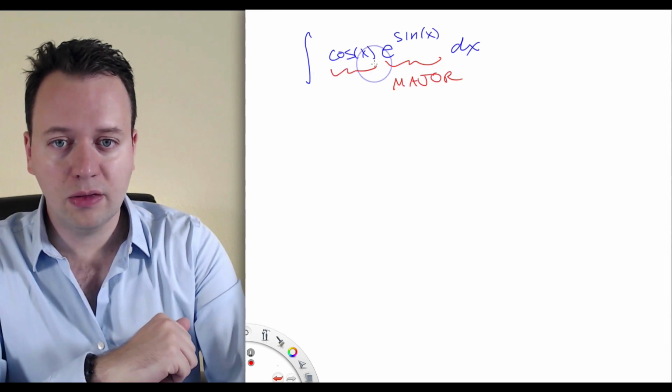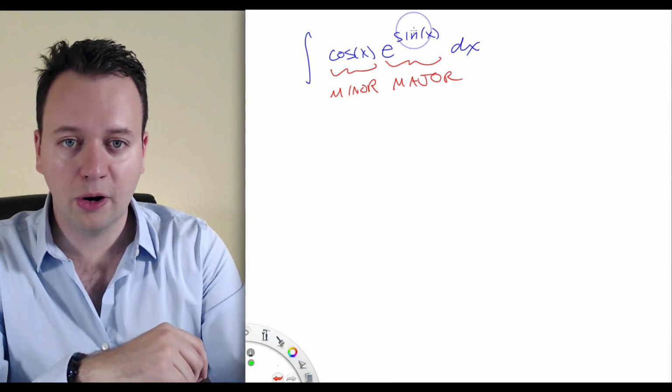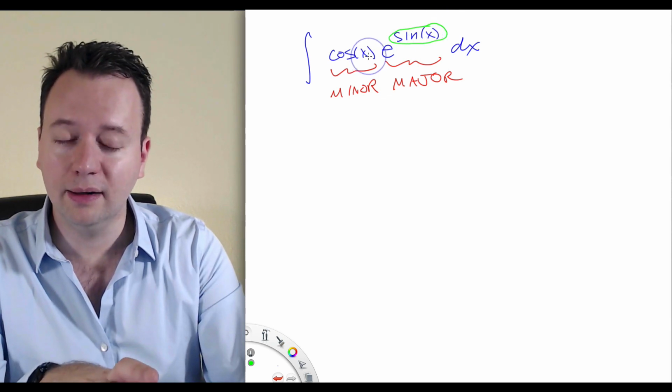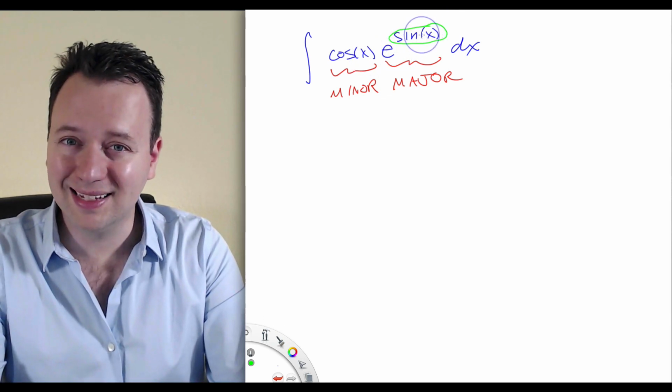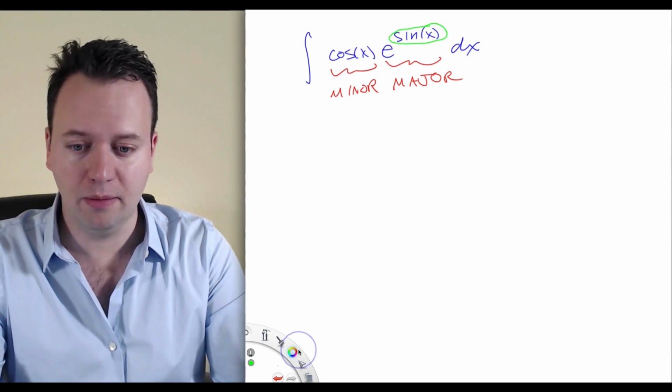And then the cosine of x, which is always essentially the derivative of the inside function. So the major part has an inside function, which is sine of x. The derivative of sine is cosine. Right? If I differentiate e to the sine of x, I'm going to end up with a factor of cosine, which is where my minor came from.